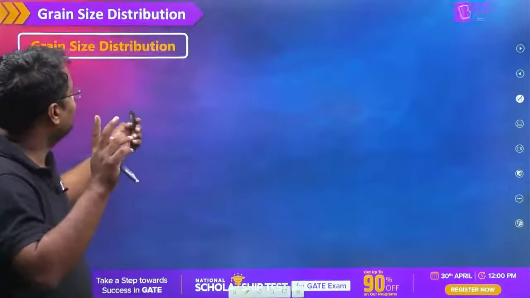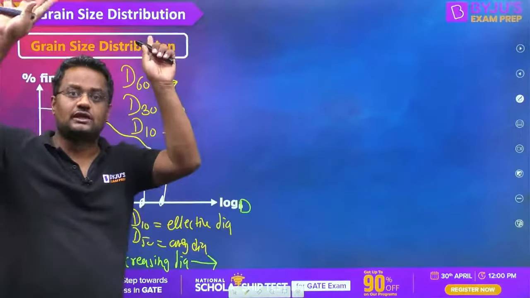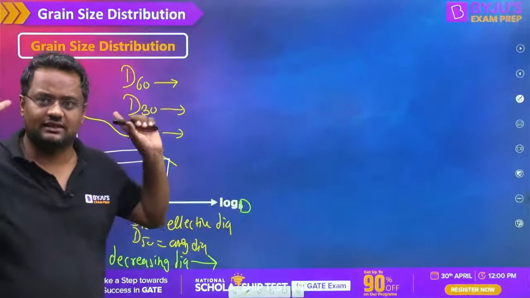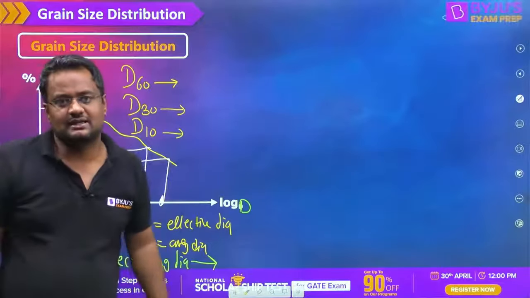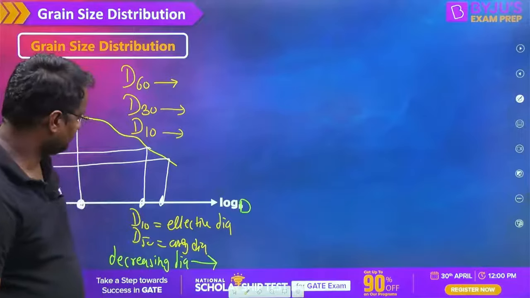D60 is that diameter. It is not only that D60, D30 and D10 are there, every D is there. D42.22 is also there. D32.62792 is also there. Every D is there. Dx means that diameter below which x percentage particles are there. D60 means that diameter below which 60% particles are there.